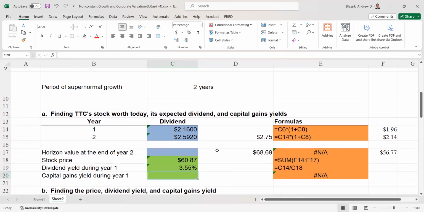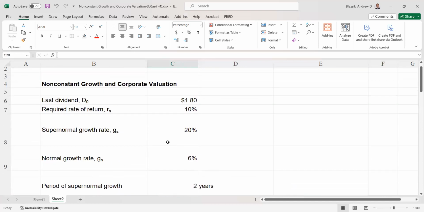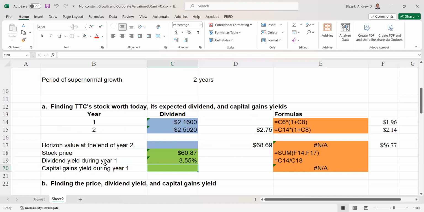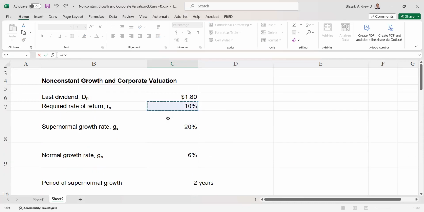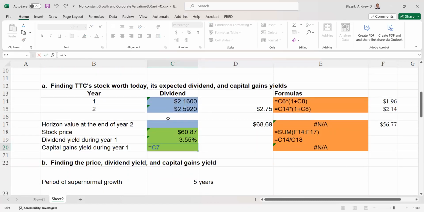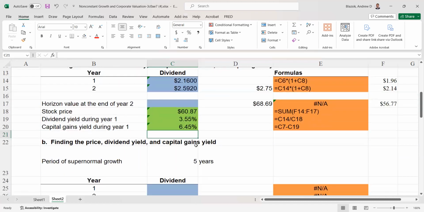Okay. This is based on a required return of 10%. So now I'm trying to find the capital gains. The easy way to do it is just take the 10%, because that's what our total gain would be. The 10% should equal the dividend yield and the capital gains yield. So if I subtract out the dividend yield, that will give me the capital gains yield. So the dividend yield plus the capital gains will equal 10%.